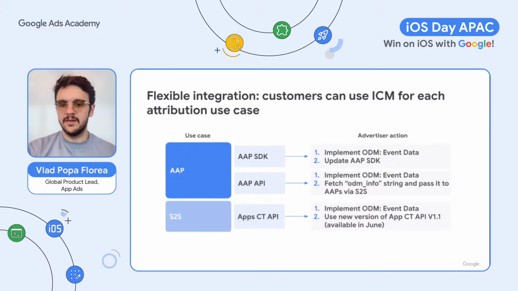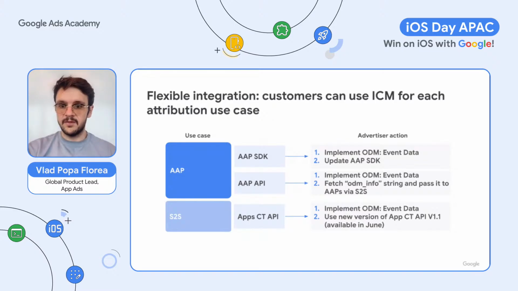The second use case is if you're using a server-to-server connection with your MMP or with your app attribution partner. In this case, the first step you will need to do is implement on-device conversion measurement using event data. And the second step, you will need to fetch what we call the ODM info string, which is essentially a piece of information that is required, and pass it back server-side to your MMP.